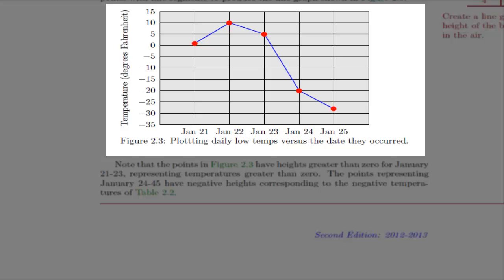Note that the points in Figure 2.3 have heights greater than 0 for January 21st through January 23rd, representing temperatures greater than 0. The points representing January 24th through the 25th have negative heights, corresponding to the negative temperatures in Table 2.2.